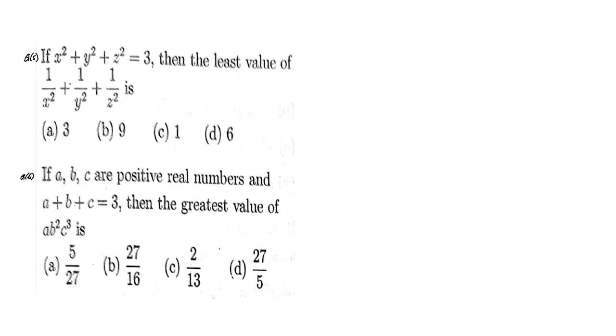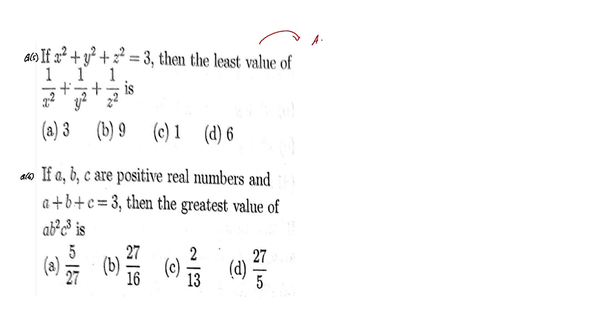Now we come to the next important question. If x square plus y square plus z square is 3, then the least value of 1 by x square plus 1 by y square plus 1 by z square. Now we are trying to solve this kind of problem. So here x, y, z are basically real numbers. X square, y square, z square are non-negative real numbers.